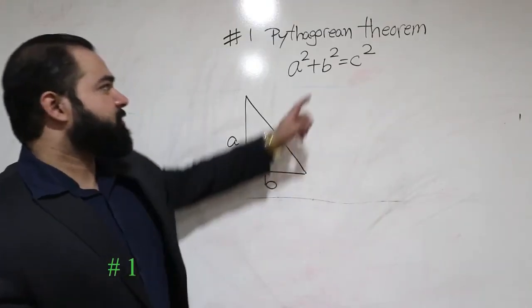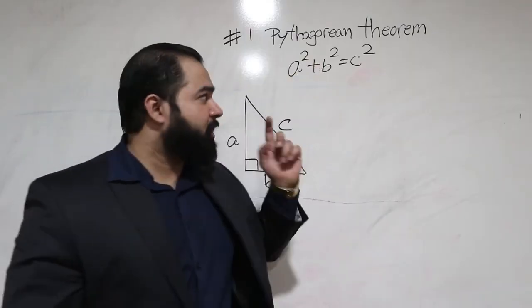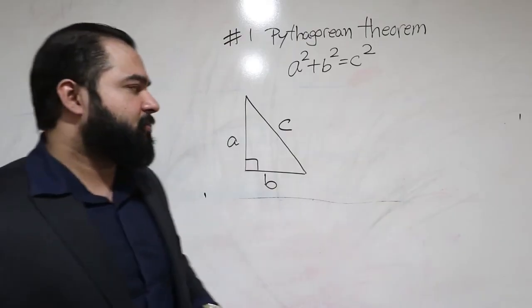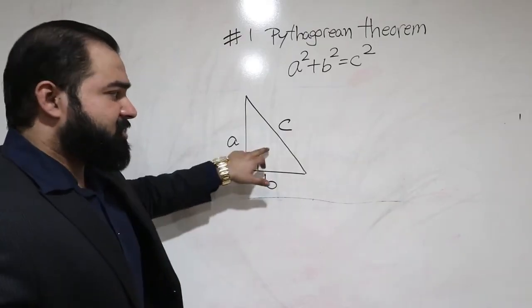The first Pythagorean theorem is a squared plus b squared is equal to c squared. That's the traditional basic Pythagorean theorem. Majority of the people know about it. Now let's take a look at this triangle.